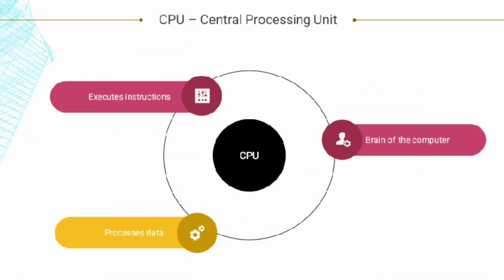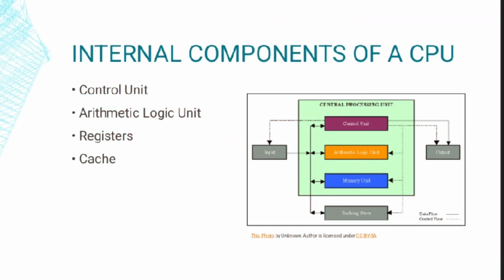The next part is about the central processing unit, aka CPU. The central processing unit or CPU is known as the brain of the computer. It is responsible for carrying out instructions and processing data. Every task performed by a computer, such as opening an application or saving a file, involves the CPU. Moving on to the next slide.